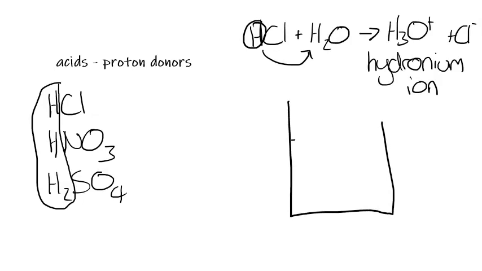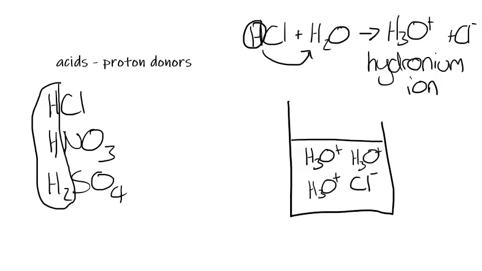So when we've got a solution of hydrochloric acid, we're going to have the chloride ions in there, and instead of just saying H plus, we've got the H3O plus. And this would be an acidic solution.